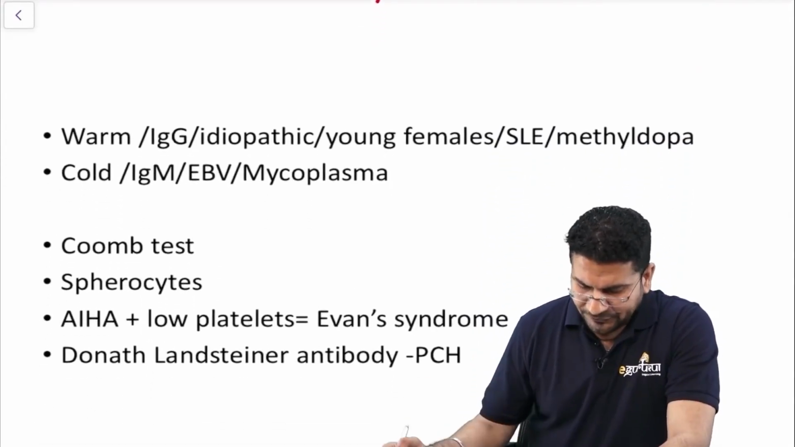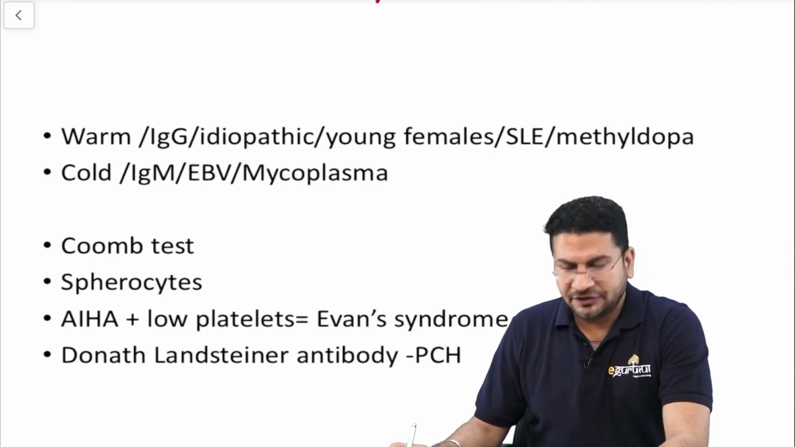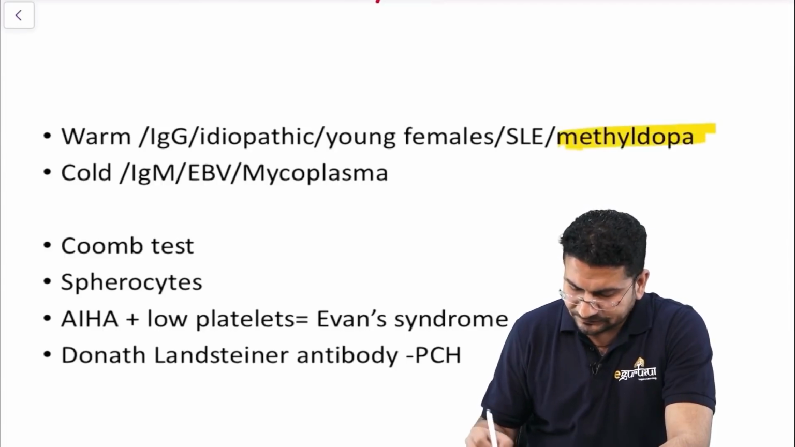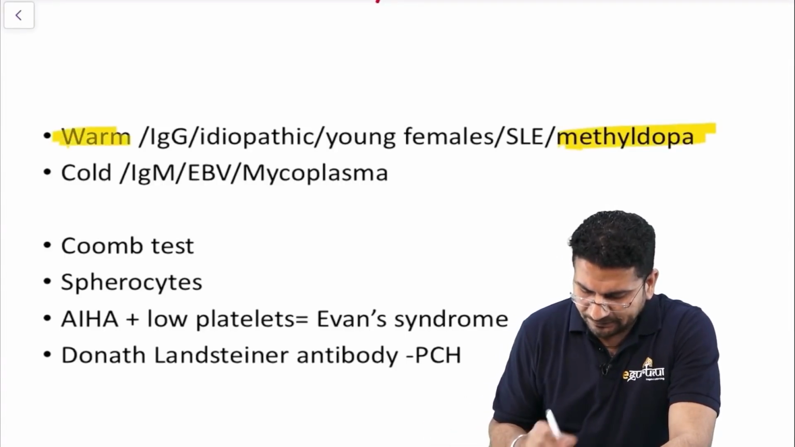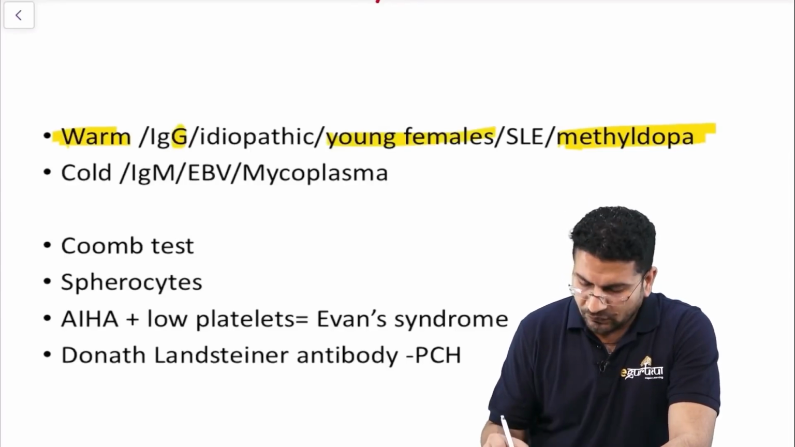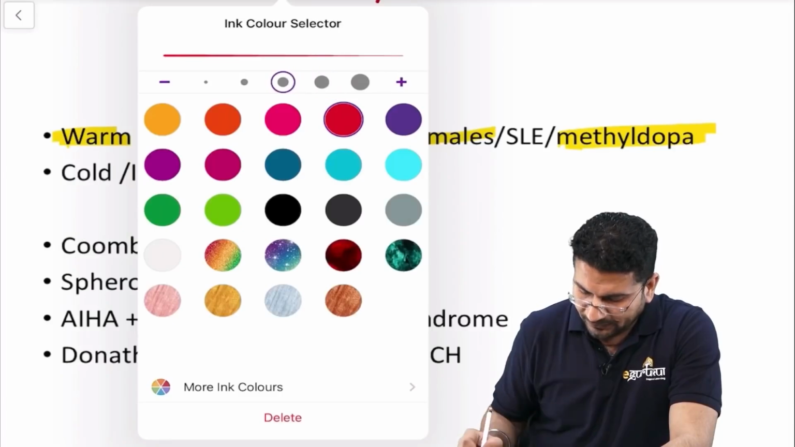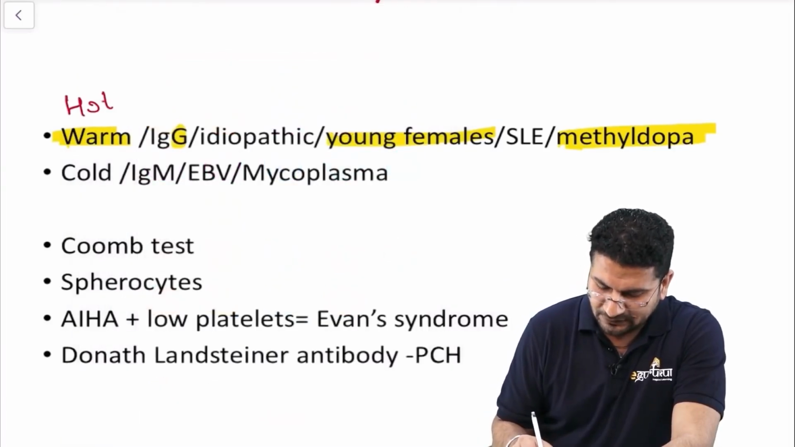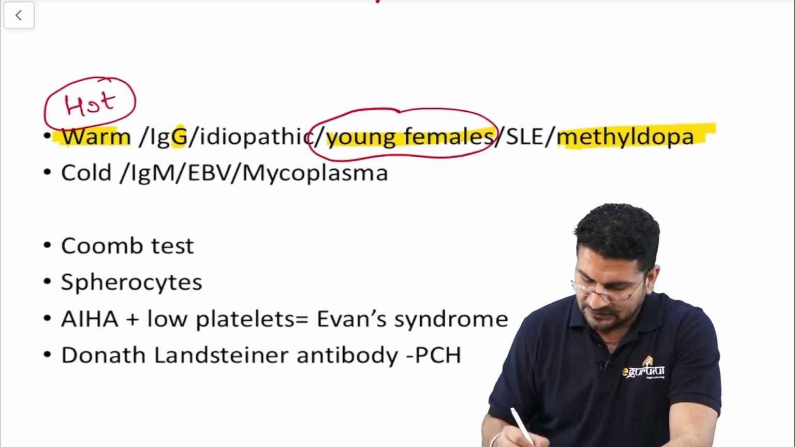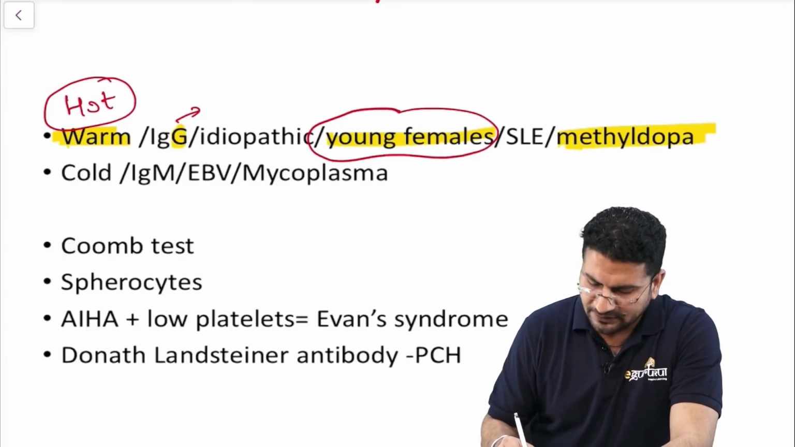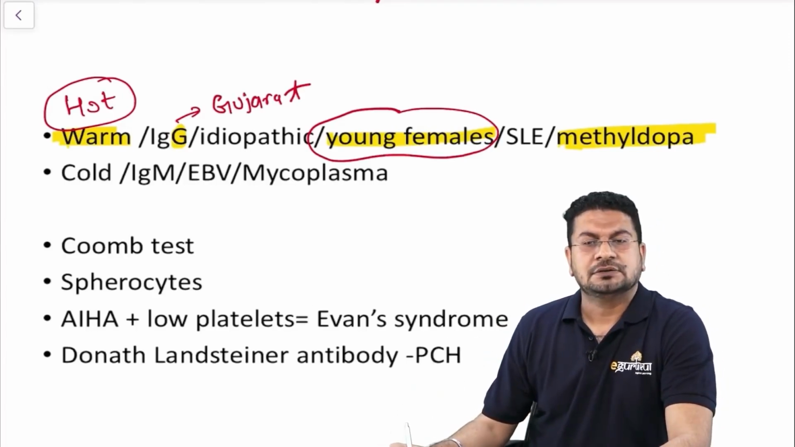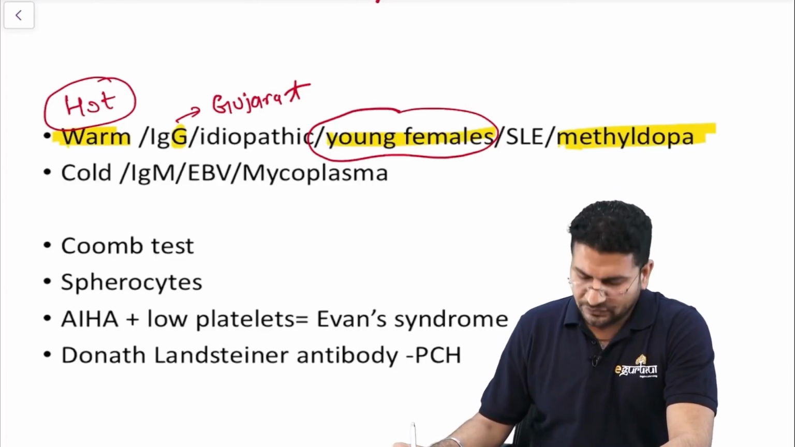Warm type, due to IgG, can be idiopathic, seen in young females, associated with SLE and drugs like methyldopa. So what I want you to remember is warm type is IgG mediated and seen in young females. Warm means hot, so how can you remember this? Who is hot? Young females are hot, and there is more heat in Gujarat.